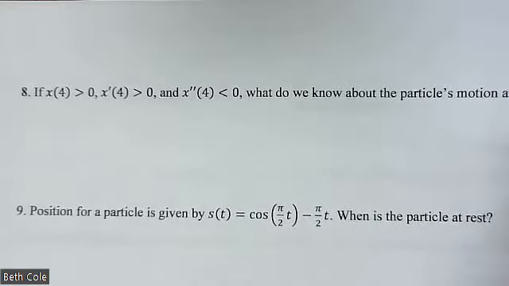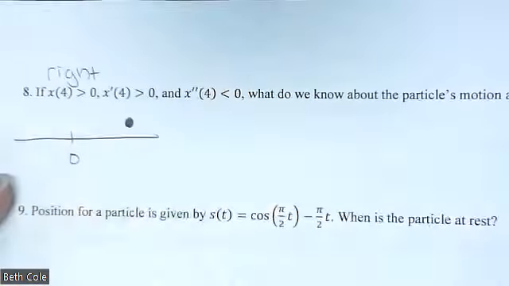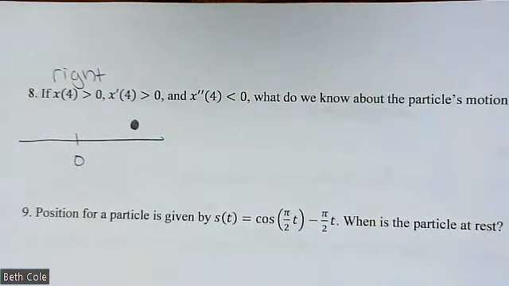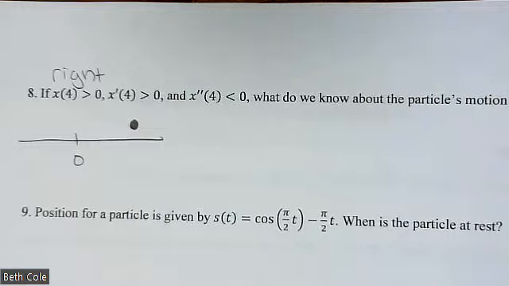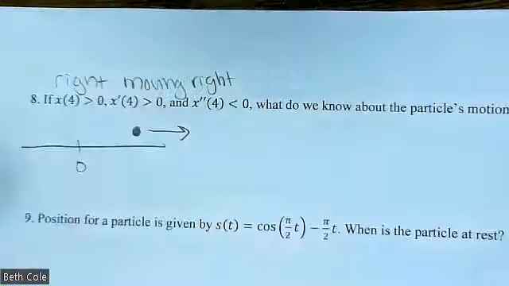Like the way it's worded on the quiz, which I didn't write on here, is where is it from the origin? So if it starts out that the position is positive, it means it's to the right of the origin. Like here's 0, it means the particle started out over there. If your position's positive, it means it's somewhere in the positive direction. Derivative means it's moving to the right. So it's going that away.